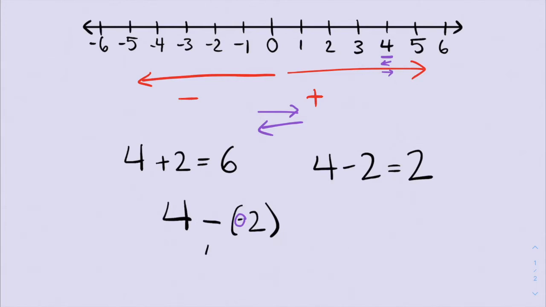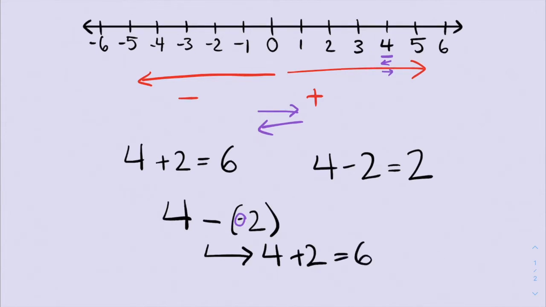So what we're really doing is we have a question that says 4 plus 2. And we already know that 4 plus 2 equals 6.